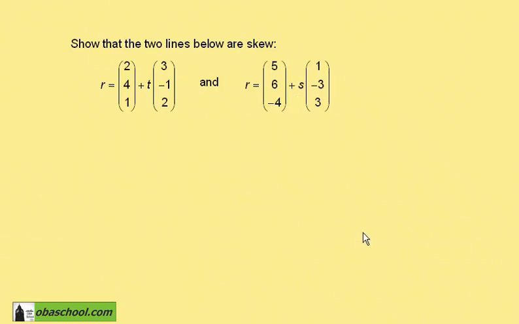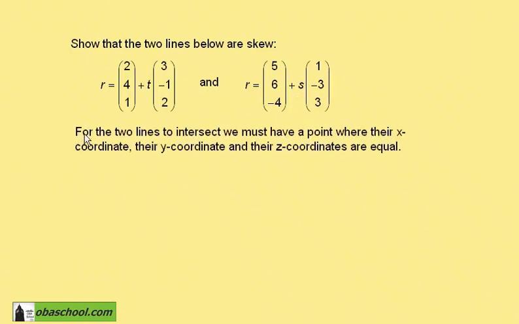So let's examine the situation. For the two lines to actually intersect, i.e. for them to meet, we must have a point where their x-coordinate, their y-coordinate, and their z-coordinate are equal. That means we should be able to find a value of t and a value of s that makes the x-coordinate, the y-coordinate, and the z-coordinate for both lines the same.